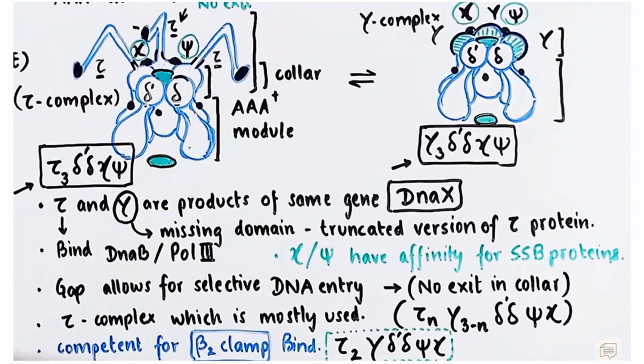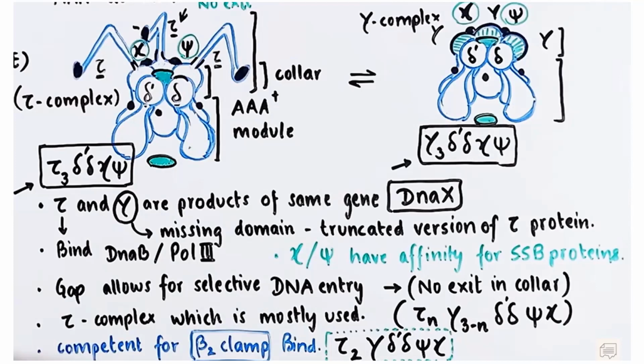You can also find the 2 additional proteins on the tau complex that are phi and chi subunits. So technically speaking, we could name this entire complex configuration as tau 3 delta delta prime chi phi. The entire structure is called tau 3 delta delta prime chi phi.